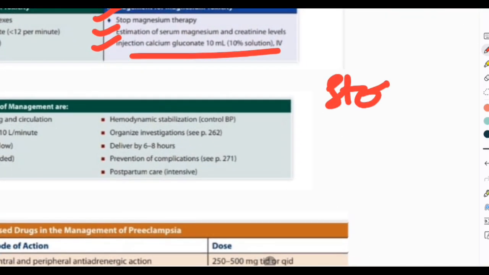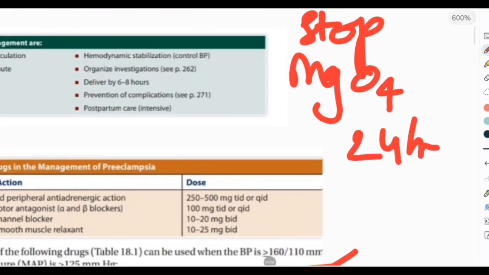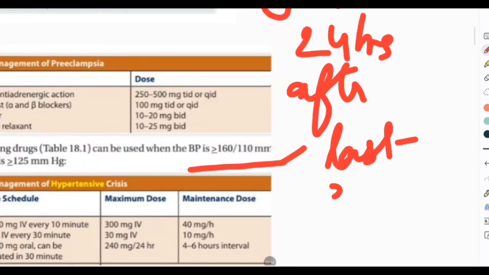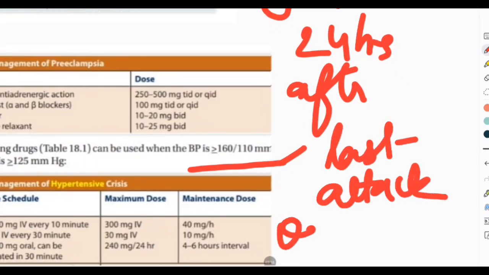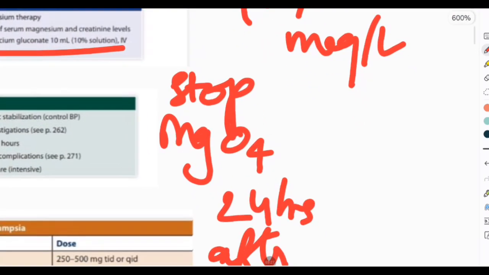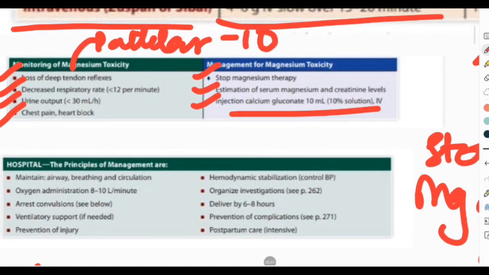Stop magnesium sulfate 24 hours after the last attack or delivery, whichever is later. The therapeutic dose is 4 to 7 milliequivalents per liter. So monitor three things. The patellar reflex is lost at 10 milliequivalents. 4 to 7 is the therapeutic range.